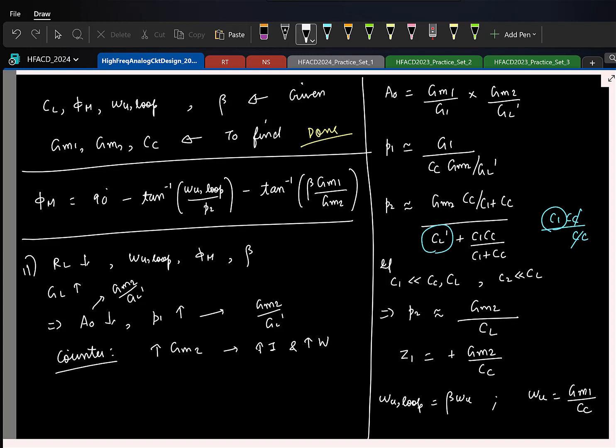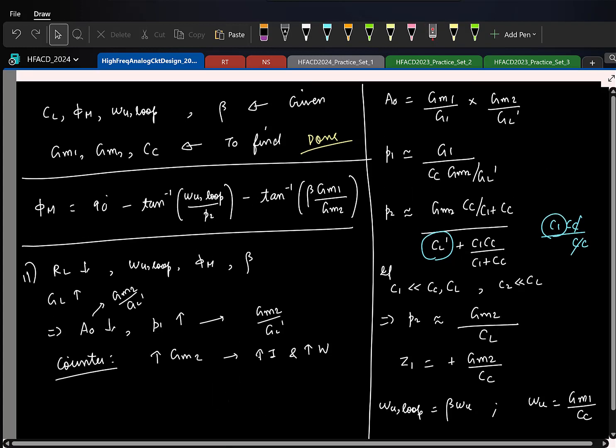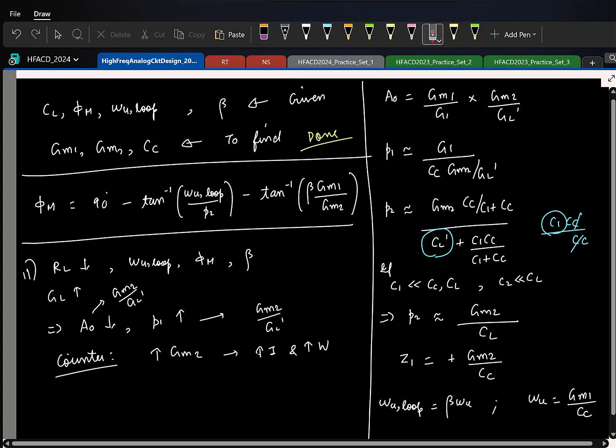Can't we change GM1? You can change GM1, but if you change GM1, what else will get affected? Omega U loop gets affected. You can do anything, but omega U loop will shift further to the right. Let us say you don't want to over design also. If you are increasing GM1, that means you are increasing power unnecessarily. If you want to retain the same thing, this is the simplest thing you can do.